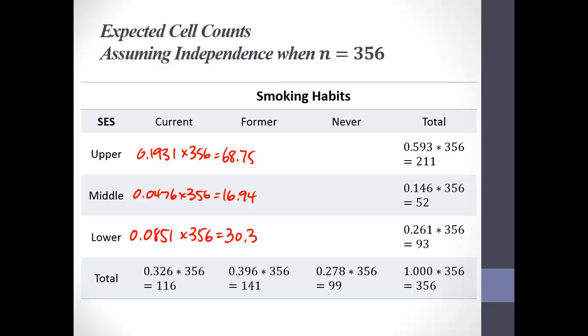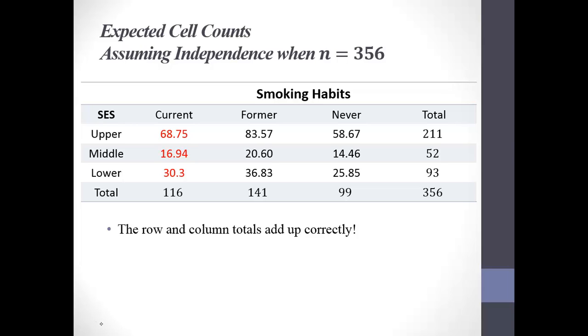So I'm just taking, again, going back to that probability table and multiplying everything in there by 356. So again, if I have 19% of my people who are upper class and current smokers, if I now have 356 people, that means 19% of that is 68.75. And again, I can do that for the whole table. So I can calculate how many people I would expect to be in each group, if I have 356 total people, same as we actually do in the table here.